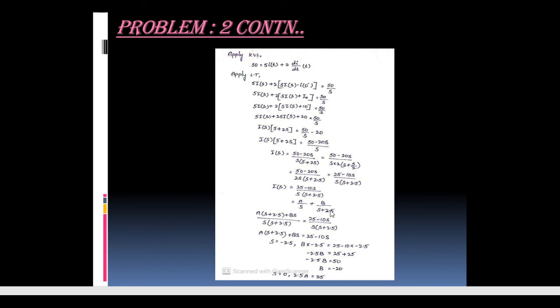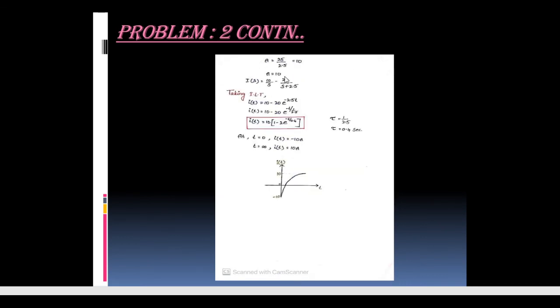For this, the partial fraction method is applied. By applying s equal to minus 2.5, you get the b answer as minus 20. And by taking s equal to 0, you get the a answer as 10. Just substitute whatever you get for a and b. You get I of s as 10 by s minus 20 by s plus 2.5. Now taking the inverse Laplace transform, you get I of t as 10 minus 20 e power minus 2.5 t. From this you get tau equal to 1 by 2.5, which is 0.4 seconds.